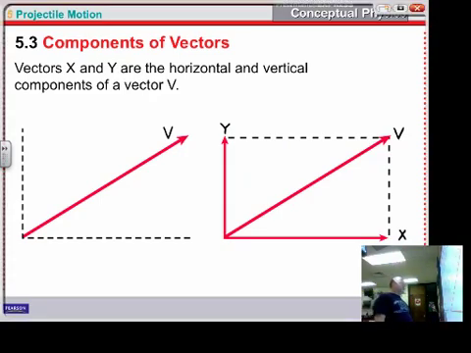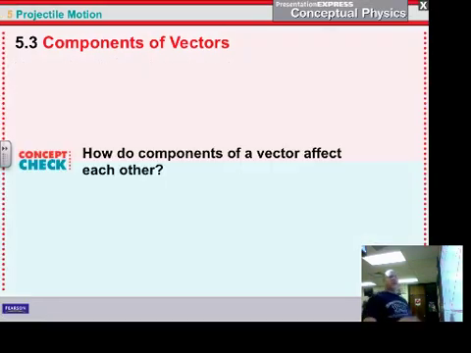So here's another example. Got my arrow here. Break it down: y component, x component. You'll need to understand how to do that. That's going to be important when we try to figure out different things, especially when we're talking about projectile motion.